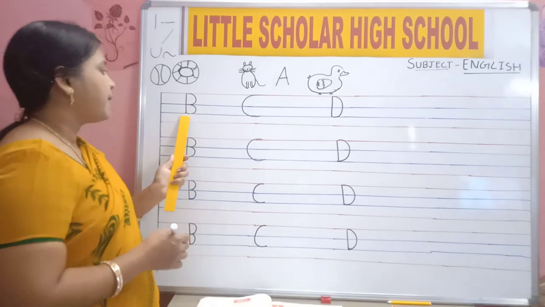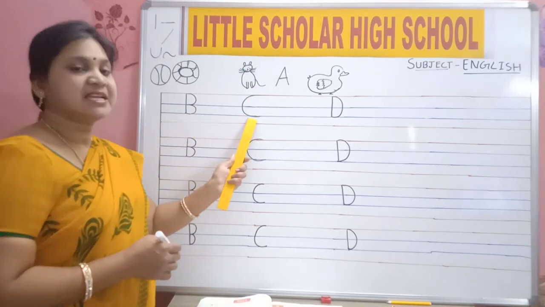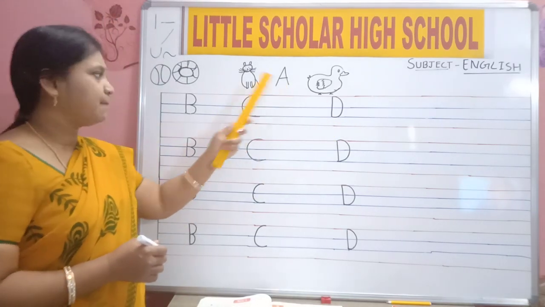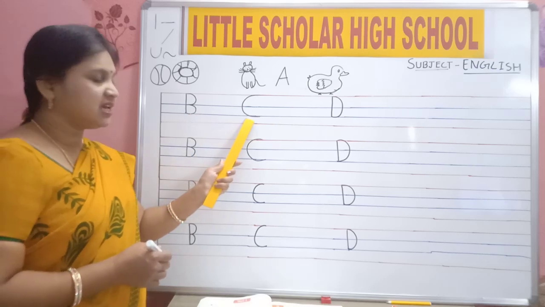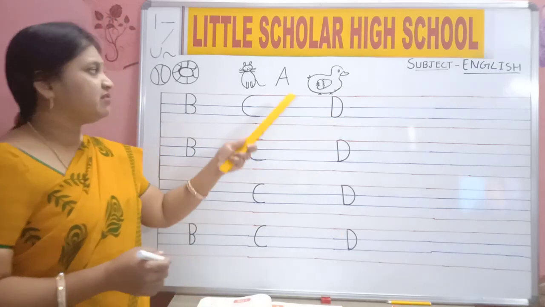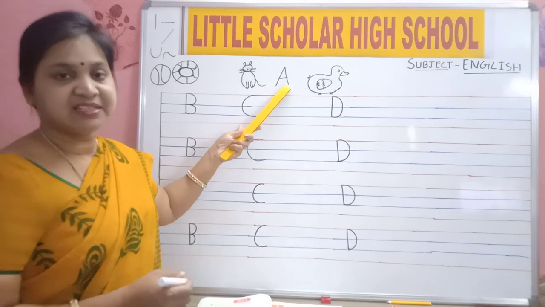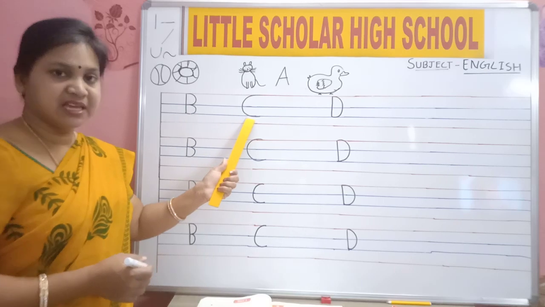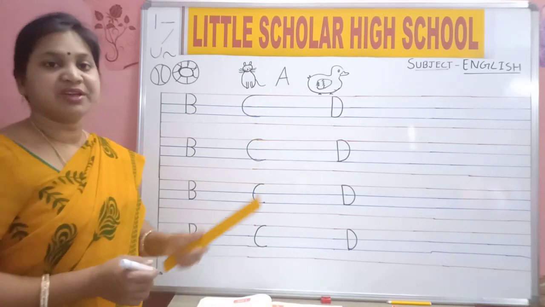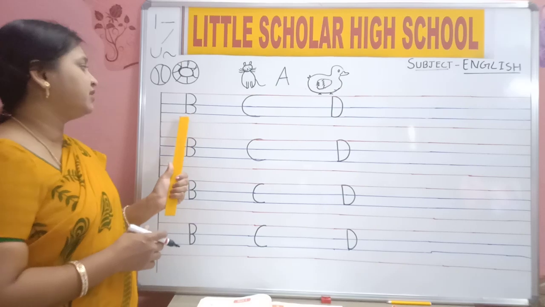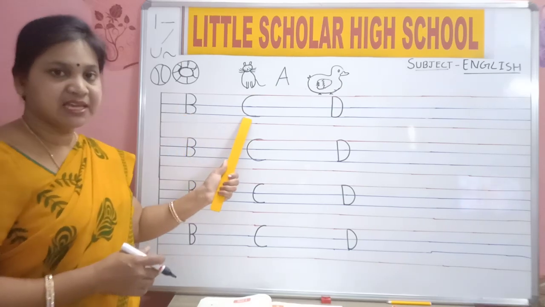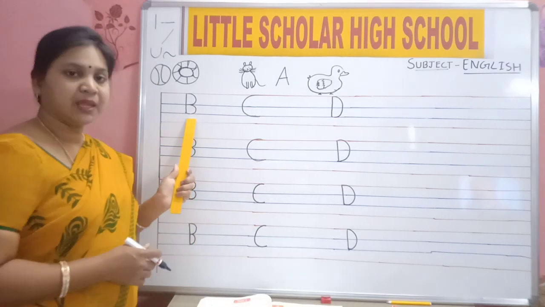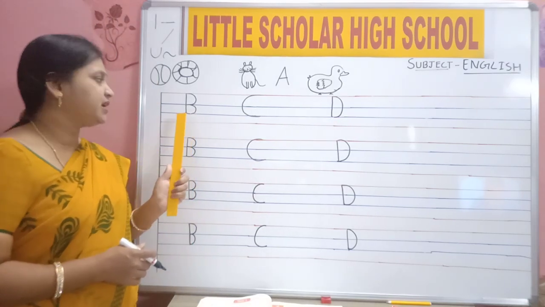After A, B. After B, C. After C, D. Yes, 4 letters. A, B, C, D. A, B, C, D. So today which letters have we learned? New letters. We have learned B. We have learned C. We have learned D also. Yes children. Once again. B. B for ball. B for bat.